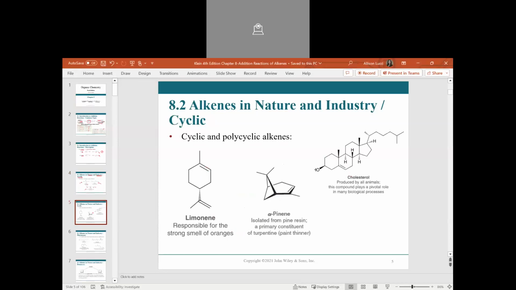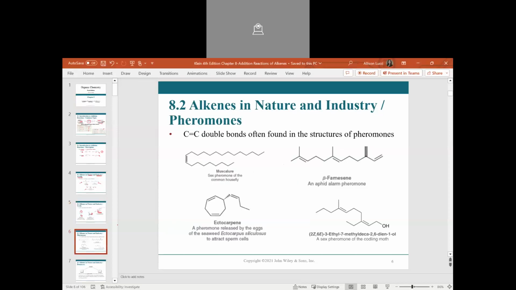We also have some cyclic alkenes that are pointed out in your text. I'm sure we've all heard of cholesterol, right? So we can see that has a double bond there. This limonene, right? We have a couple double bonds in this compound here. And then a bicyclic as well, not just a cyclic, but a bicyclic. We have this pinene. So alkenes can come in various forms.